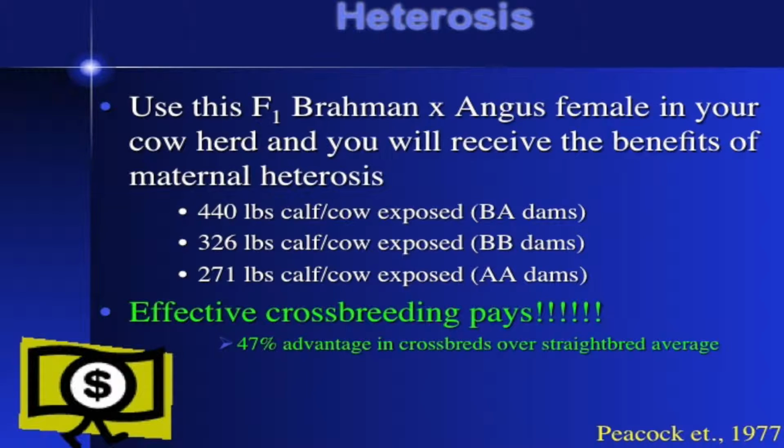So if you compare the average of the Brahman and Angus dams to the performance of the Brahman Angus dams, there was a big difference in pounds of calf per cow exposed. And there was a 47% advantage in the crossbred over the straight bred with this Bos indicus, Bos taurus cross. Now we'll show you here in a minute that if you take a Bos taurus breed and mix it with a Bos taurus breed, you're actually only going to have about a 23% advantage.